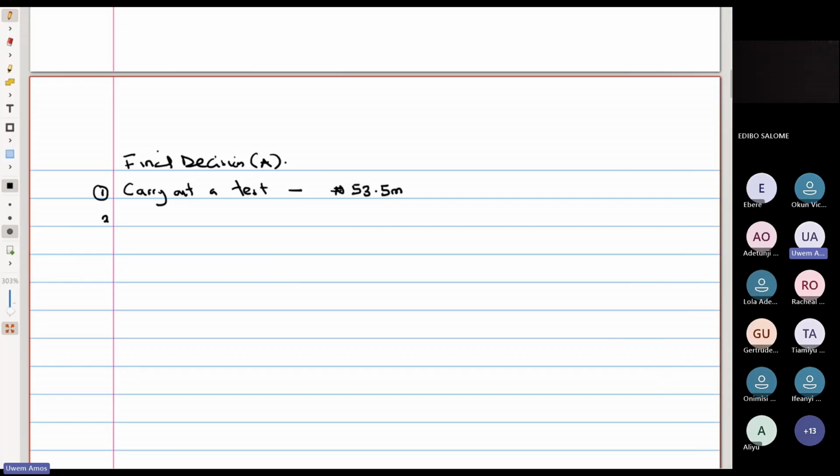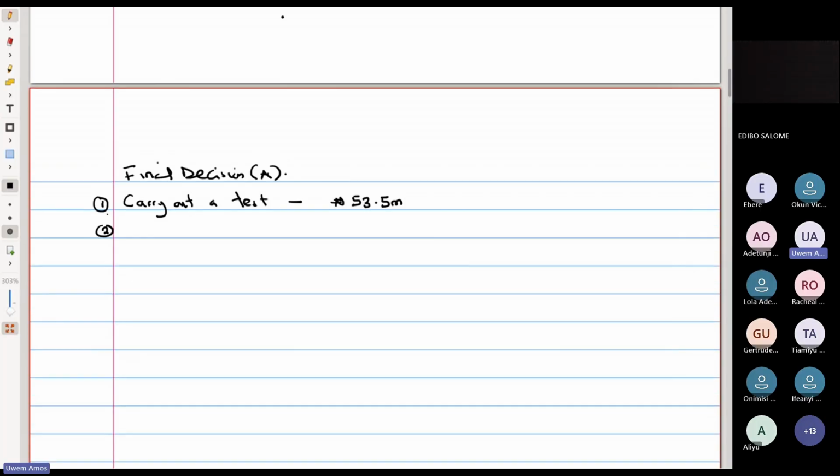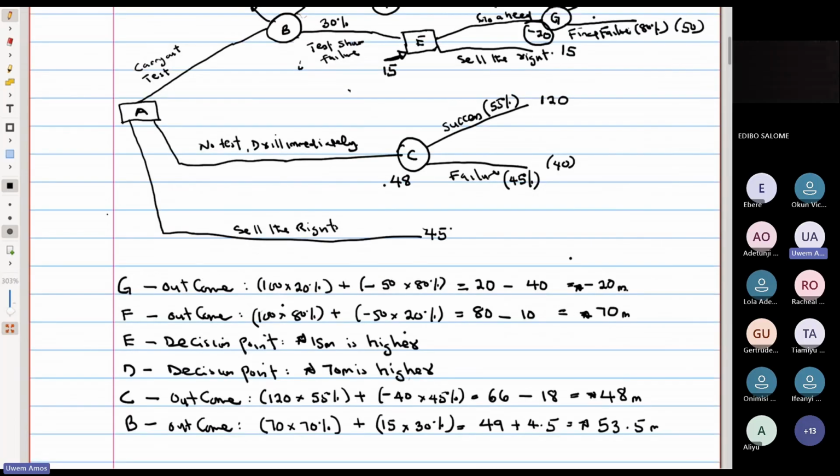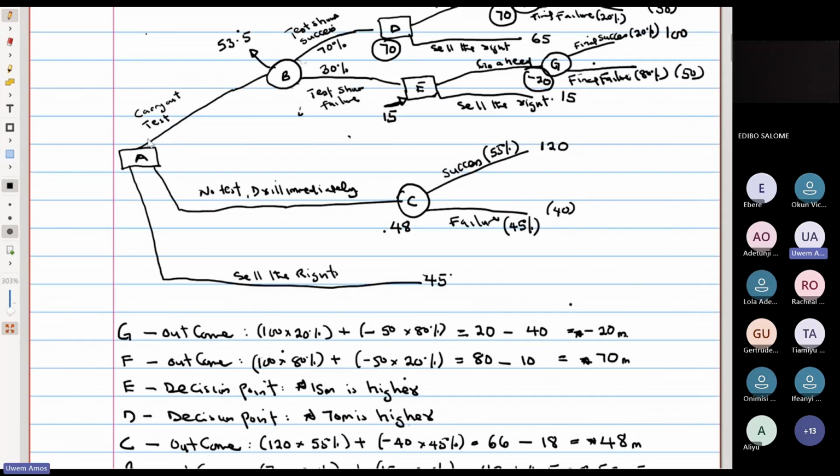We've not chosen yet. We're just writing all the options we have, and then we choose. Because we need to make a decision. The second decision is if we don't go this line, we go this line. If we don't test and we drill, what's our value? It lands us here. What's our value? 48 million.